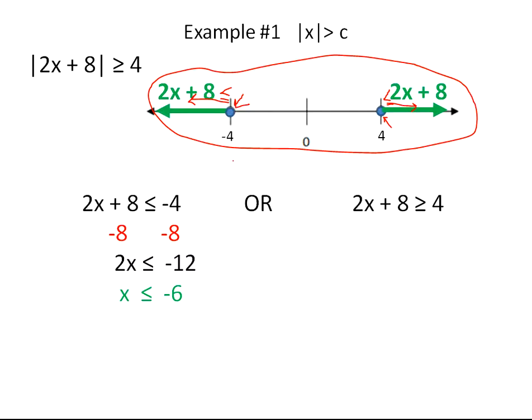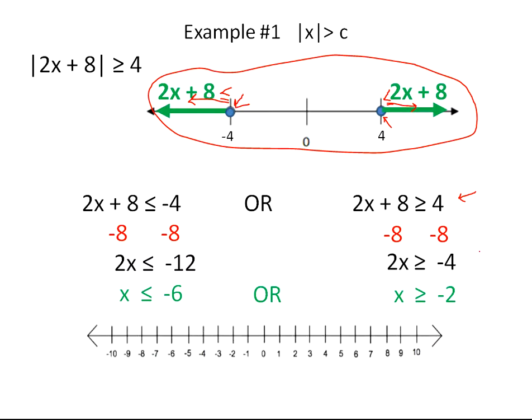Now, we're going to go over to the other side and solve for x on this side. And so we subtract 8 from both sides. We end up with 2x is greater than or equal to negative 4. Divide both sides by 2. And now we have x is greater than or equal to negative 2. Now this is an OR situation. When you have a greater than, you have an OR. It's also called a union. X is less than or equal to negative 6, or x can be greater than or equal to negative 2.